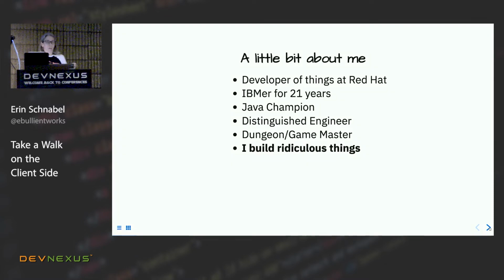So, developer through and through and through. I build random stuff, really random stuff at Red Hat is what I do. I'm sorry about the flicker. I don't know where that's coming from. I'm not gonna worry about it. Java champion, Java of all the things. I do too much Dungeons and Dragons for my own health. Ridiculous things are my jam.